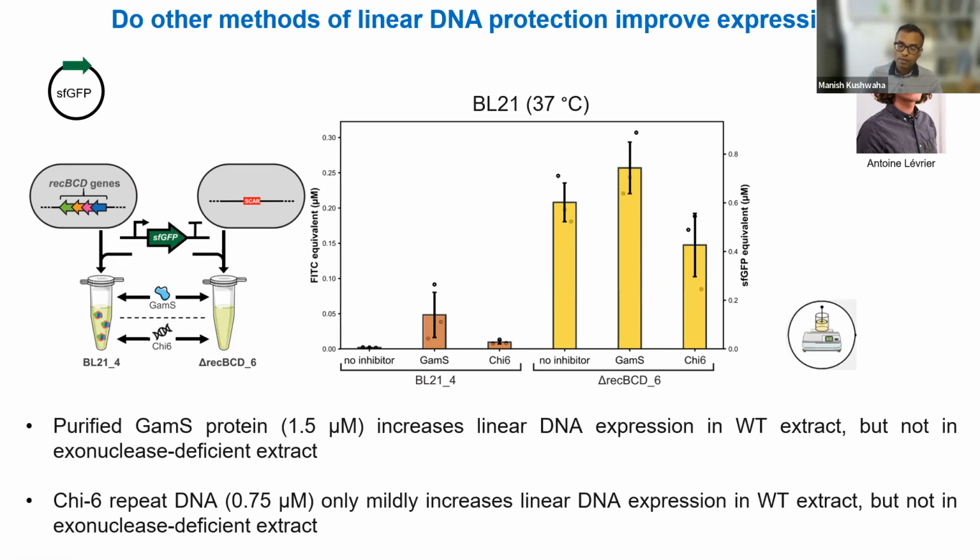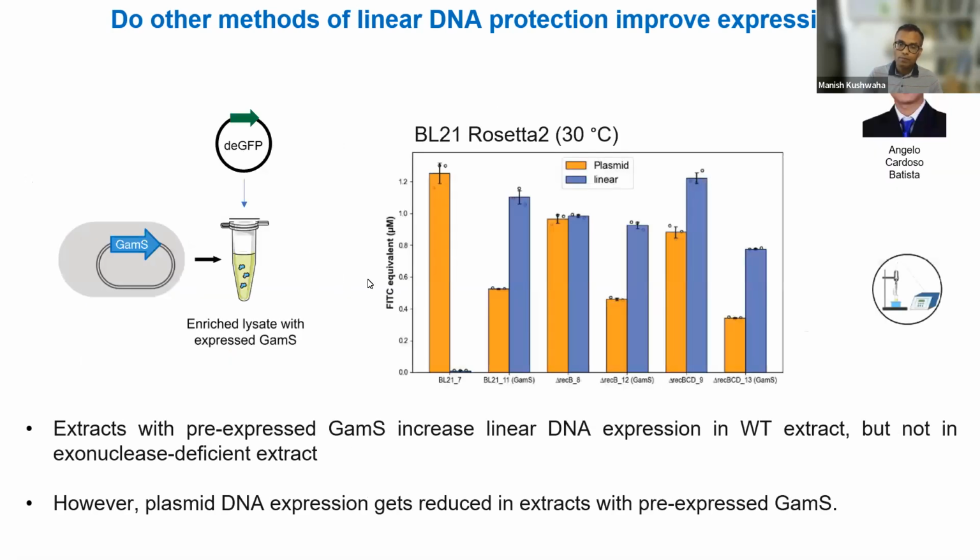And this was something that we wanted to also verify in another way. So what we did here in Paris was we transformed cells with a GamS-expressing plasmid, and we made lysates which had pre-expressed GamS in them.